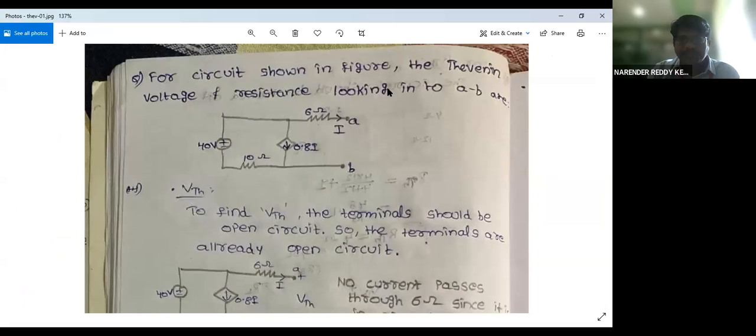So you have a question here. For the circuit shown in the figure, find the Thevenin's voltage and resistance looking into the circuit. This is a whole circuit, which is a complex circuit, and you have a resistance RL across AB. Is this okay? What are the things you have in this example? How many sources do you have?